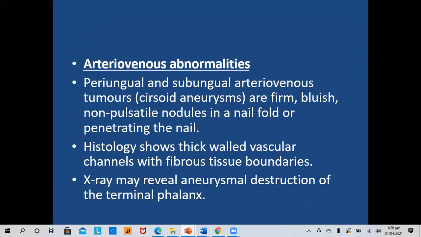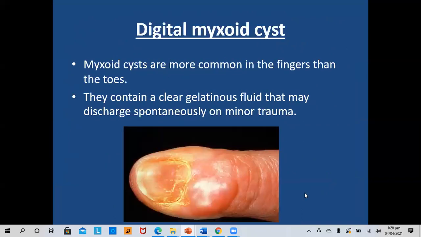Arteriovenous abnormality. Periungual or subungual arteriovenous tumors, cirsoid aneurysms, are firm bluish non-pulsatile nodules in the nail folds or penetrating the nail. Histology shows thick-walled vascular channels and fibrous tissue boundaries. X-ray reveals aneurysmal dilatation of the terminal phalanx.